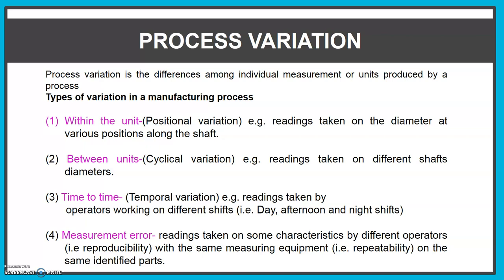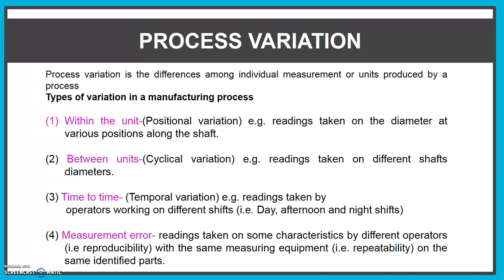Maybe first one, within the unit. One unit, let's say a ruler. You measure the thickness of the ruler in different locations and will get different readings. That is the variation. Second one, between the units. You have 2 or 3 rulers, you measure the same location on the 3 rulers, and among the 3 rulers there are also different readings. That is also called variation.